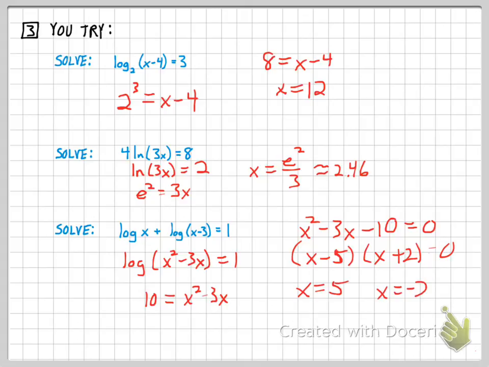And hopefully you remembered to plug each of those in, make sure they work. Turns out 5 does in fact work, but negative 2, we get the same problem of can't take the log of a negative number, so that's an extraneous solution. 5 is our only answer.